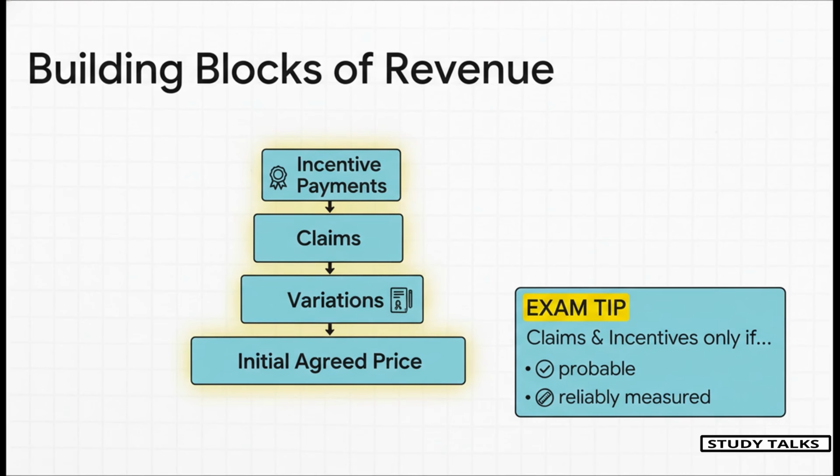So, contract revenue. It's not just the price you agreed on at the start. You've also got to include things like variations. You know, like if the customer suddenly wants an extra floor. You can also add in claims and incentive payments.